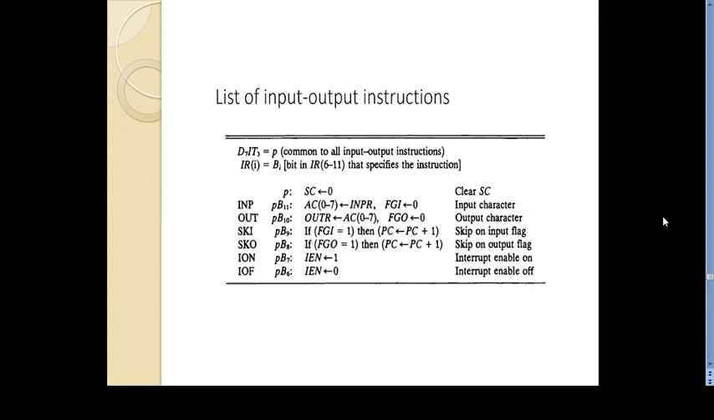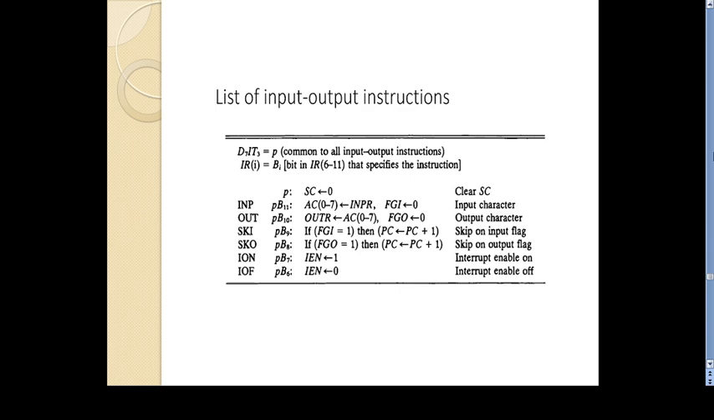The output instruction OUT, P B10: the OUT instruction transfers the 8 least significant bits of AC into the output register OUTR, and FGO is set to 0. The next two instructions are skip on input flag and skip on output flag. When P B9 and P B8, that is SKI and SKO, are executed, skipping is done and the program counter is incremented.